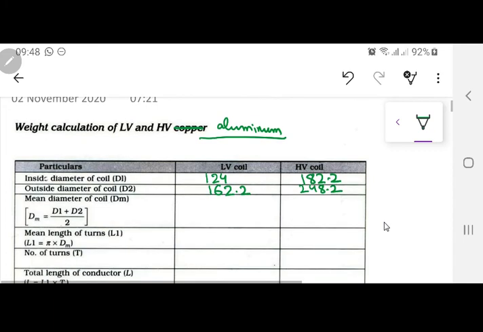Okay, so the mean diameter of the coil. Just take the mean of these two values for the low voltage and the high voltage.